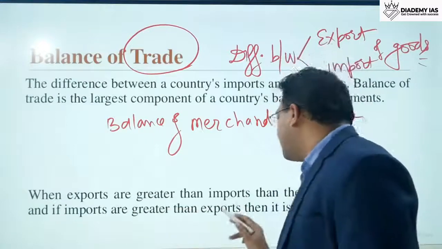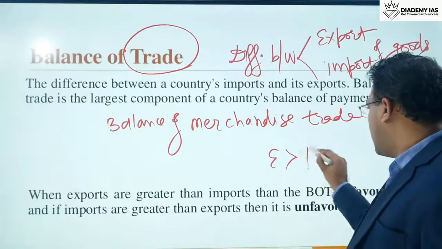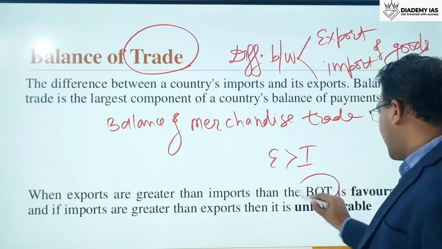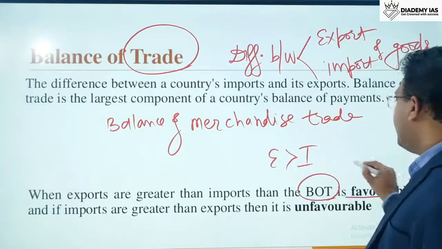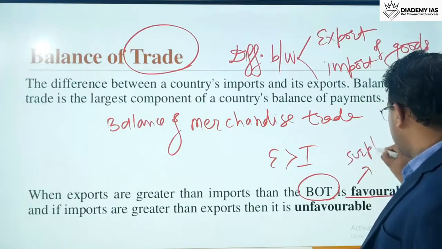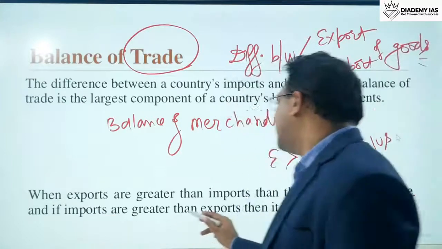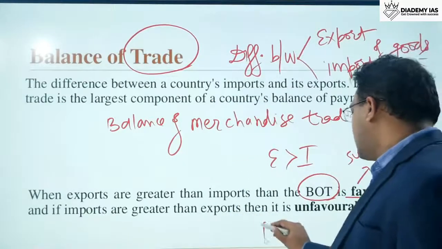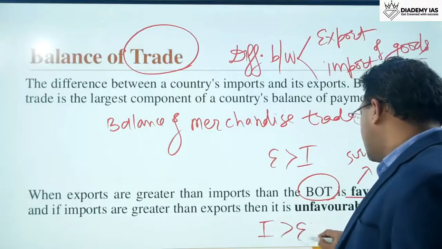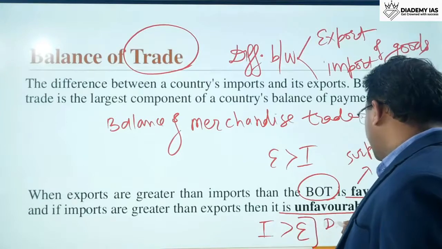When exports are greater than imports, then balance of trade, or BOT, is favorable, right? Favorable means this is also called surplus. And if imports are greater than exports, then this is unfavorable, or we also call it deficit.